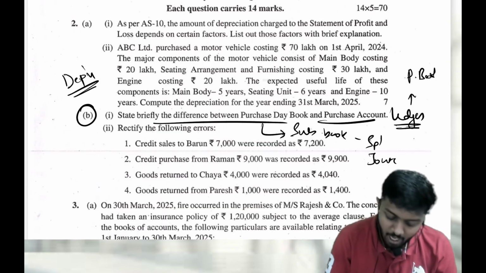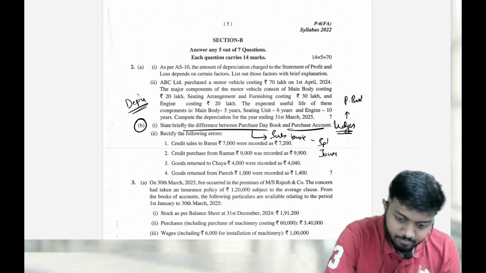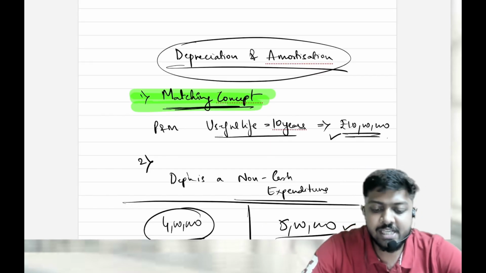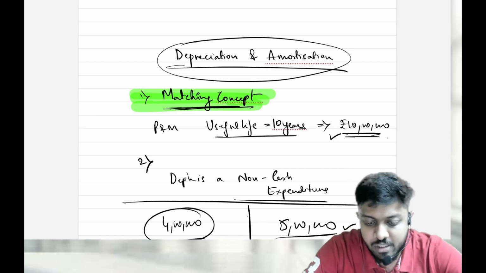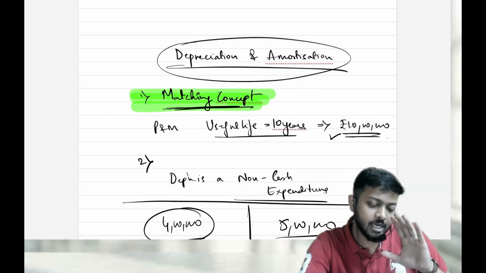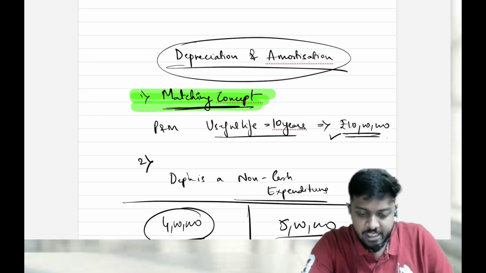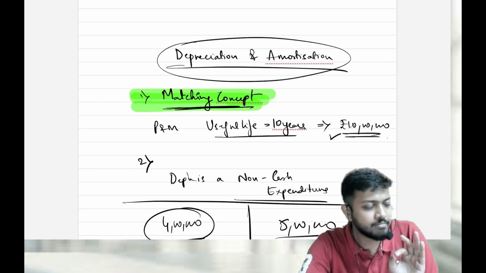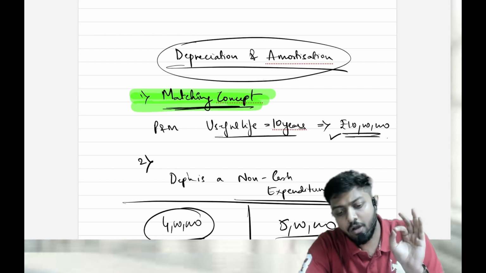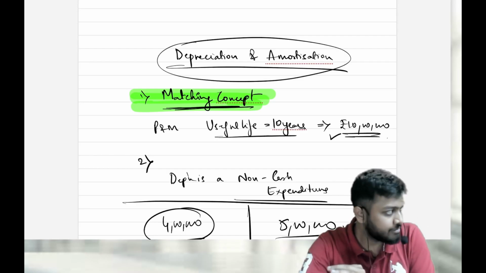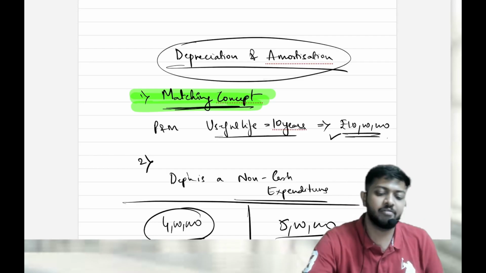So we also have one more thing to discuss, that is depreciation. So now let's discuss depreciation and amortization. What is depreciation? Depreciation, as per the definition, is the systematic allocation of the depreciable amount of the asset over its useful life. Very nice definition.